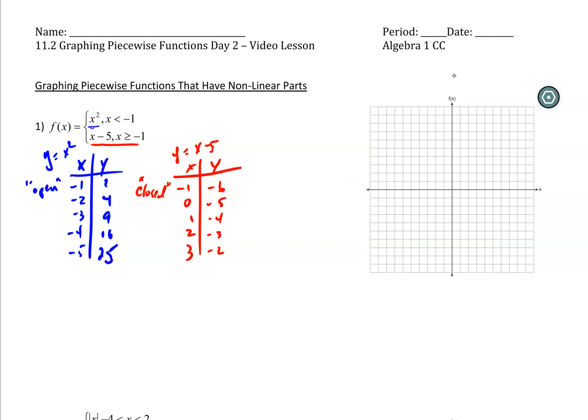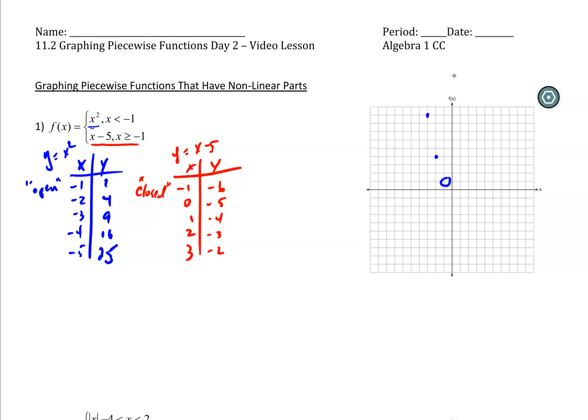And now I'm going to graph these portions, right? All right, so let's go for here. So -1, 1. Again, we had an open circle for that. Be a little bit more accurate there. There we go. -2, 4. You got -3, 9, and -4, 16. That goes off of my graph paper there, so I'm not going to be able to fit that one.